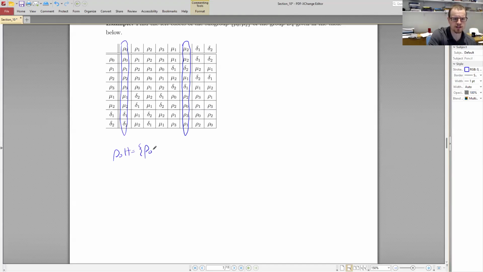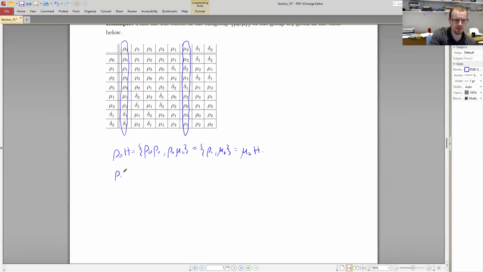So I want to take rho naught times H. That will give us rho naught times rho naught and rho naught times mu2. Right, that's just our definition of multiplying on the left by rho naught. That's our left coset. This is exactly rho naught, mu2. And that's the same as multiplying on the left by mu2, giving rho naught, mu2. Excellent.